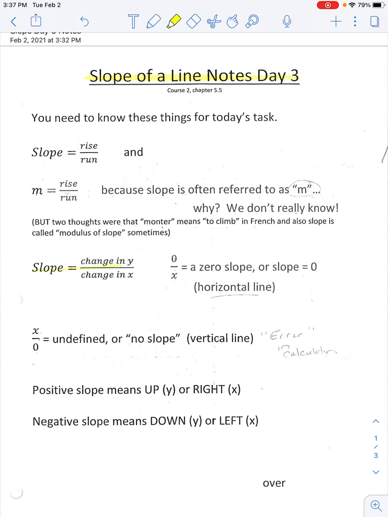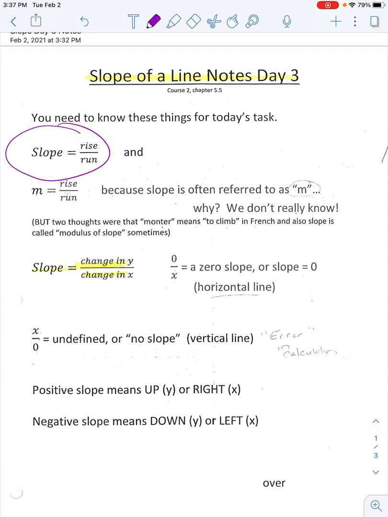Earlier this week, we talked about slope being the change in y over the change in x, and that still holds true. When we're looking at a graph, sometimes it's easier to say rise over run, and that will make more sense once we start graphing them. So you'll hear that a lot, rise and run. Rise obviously meaning going up, run meaning going over.